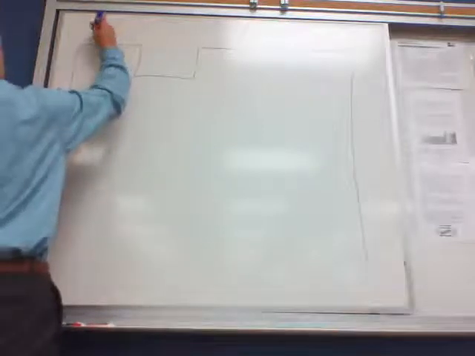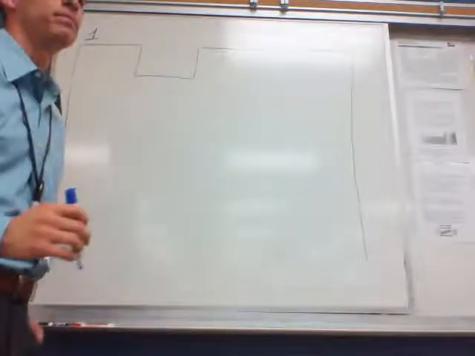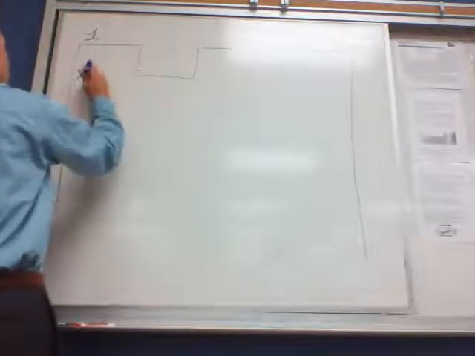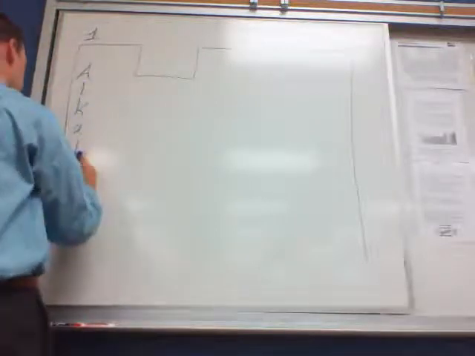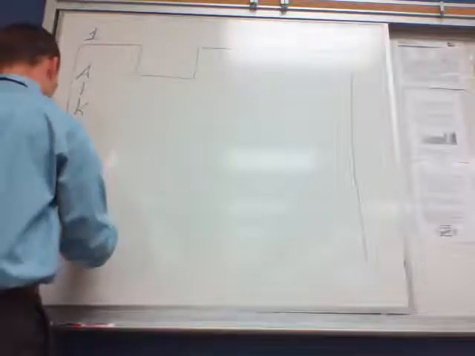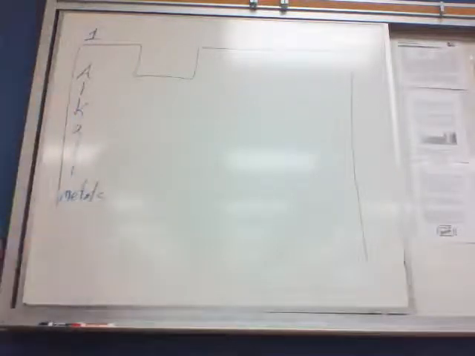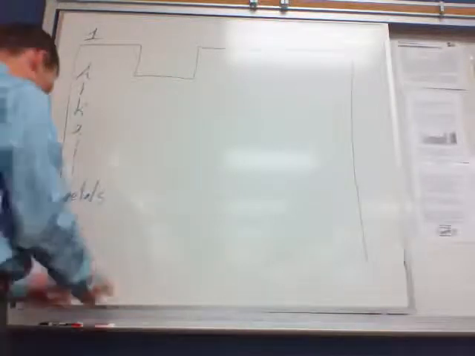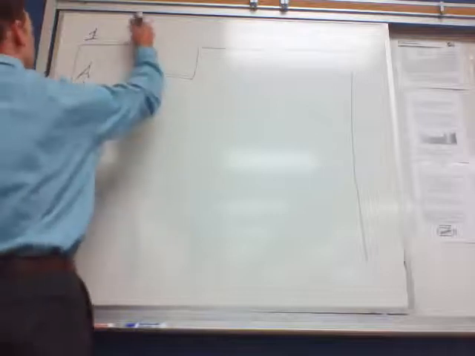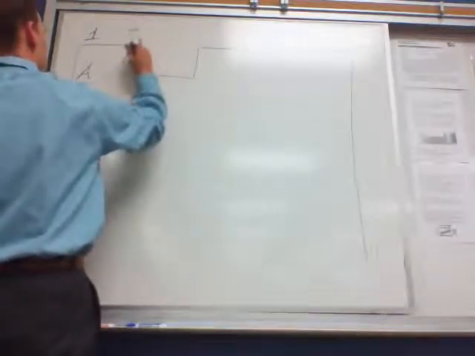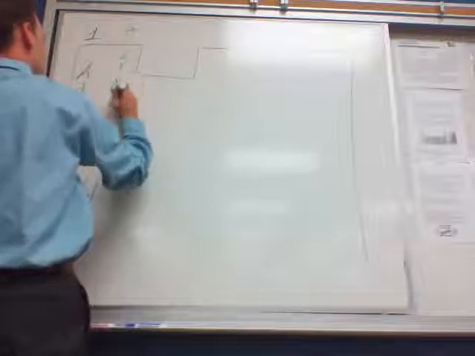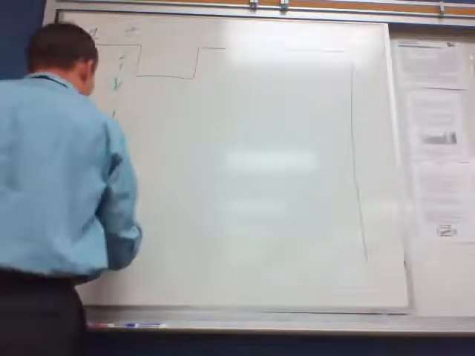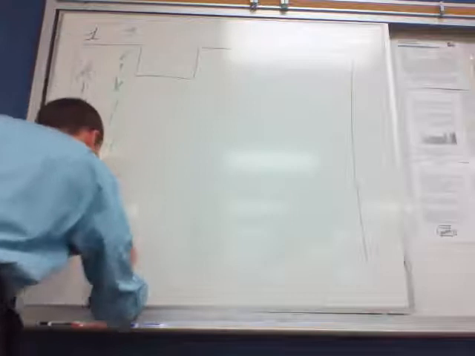You need to know some of these family names. Group number 1. These guys are called the alkali metals. They are very, very reactive, and I'll explain why in a moment. Right next to them is group number 2. These are the alkaline earth metals.